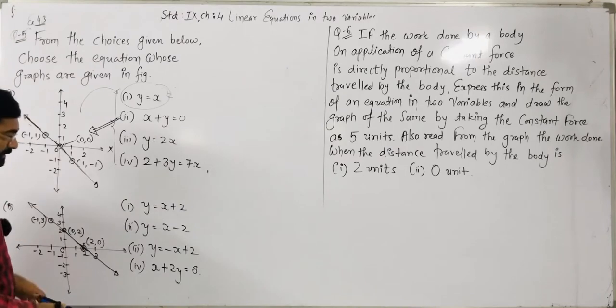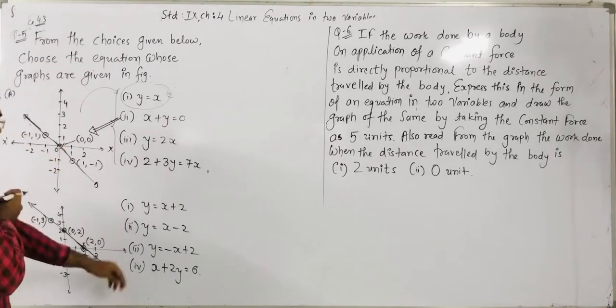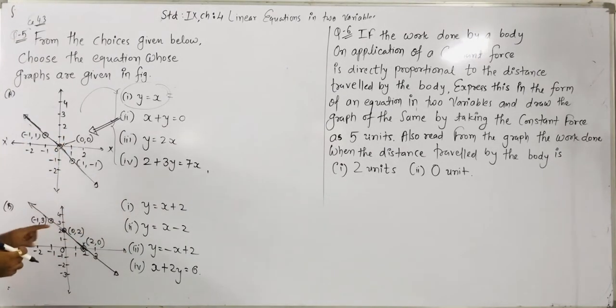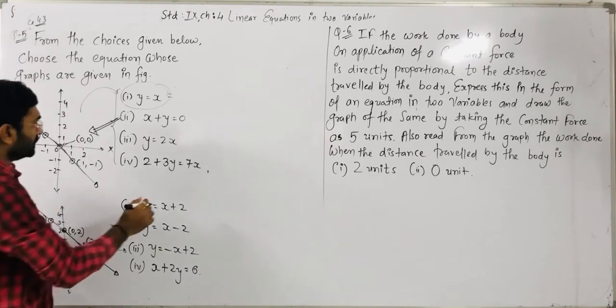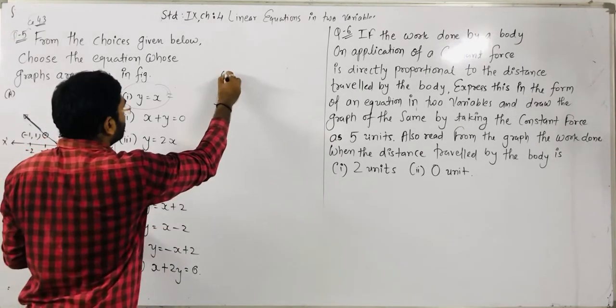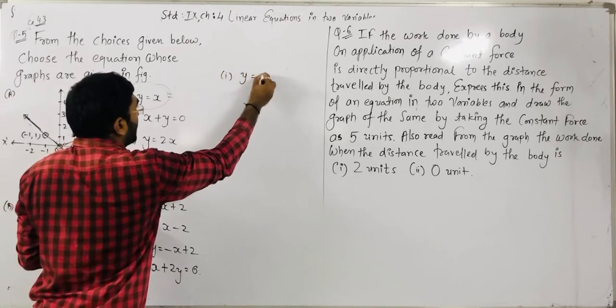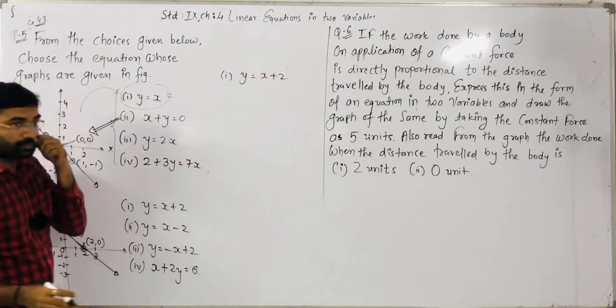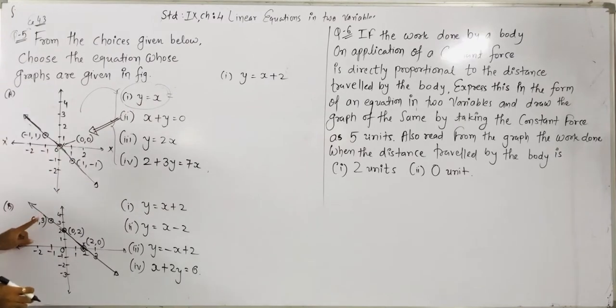The graph is given in a question. Same way, out of 4 equations, which equation's graph is this? For that, as I told you, you have to take one equation at a time. Suppose we take the first equation, y is equal to x plus 2. If that equation's graph is there, then a point which lies on that graph is a solution of that equation. So we have to check it out.